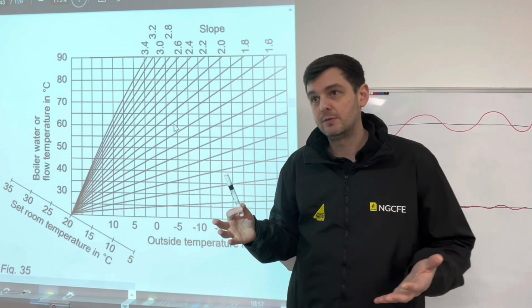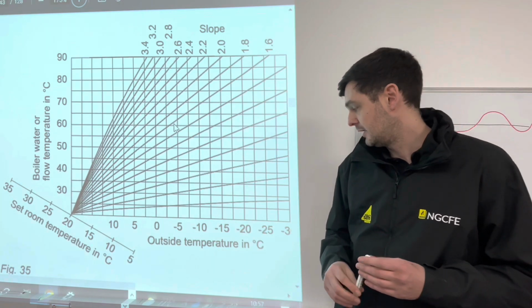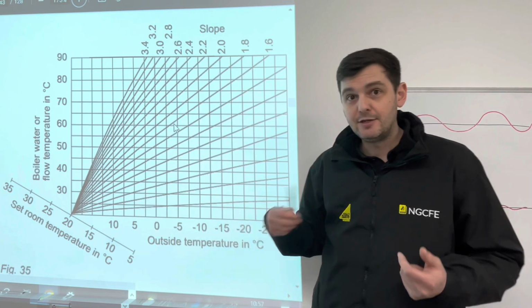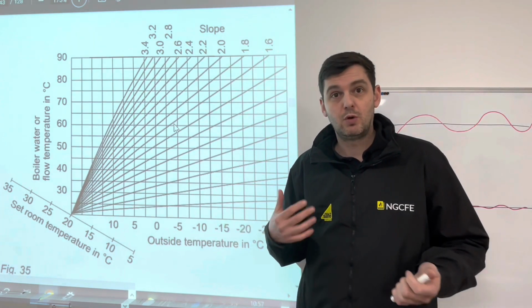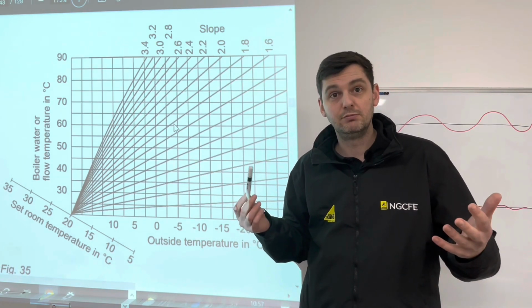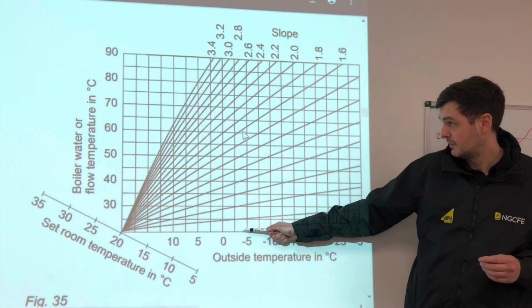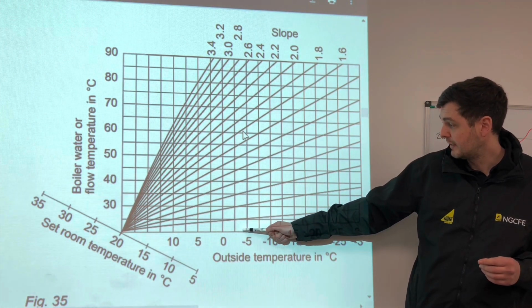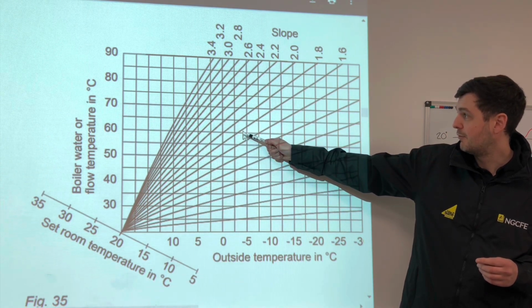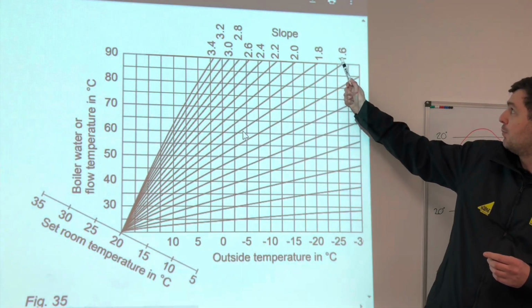So how would we do that? If we have a design outside temperature of -4, like we've said, I know, using the systems I design, worst case scenario, 60 degree flow. So therefore, at roughly -4, which is here, I want a 60 degree flow. If I follow this line up all the way to 60 degree flow, I'm around about there. I would probably select curve number 1.6.